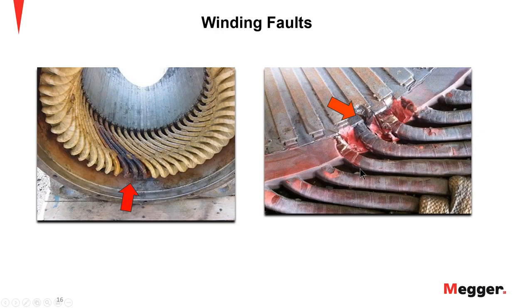In the second image here, you can see where it's a turn-to-turn short, and it's damaged the insulation that's around these windings that are going inside this cage here. To catch things like this, especially if they're internal to the machine, differential protection would be good to use against these types of faults.